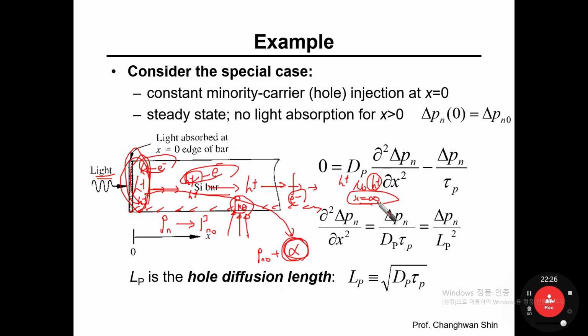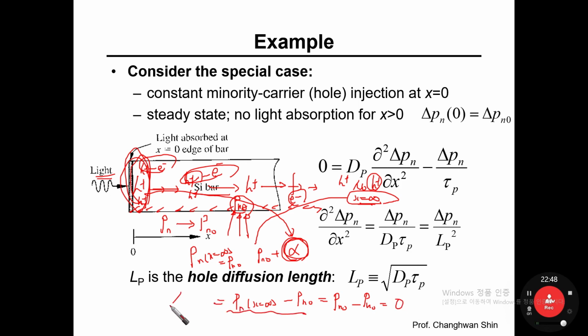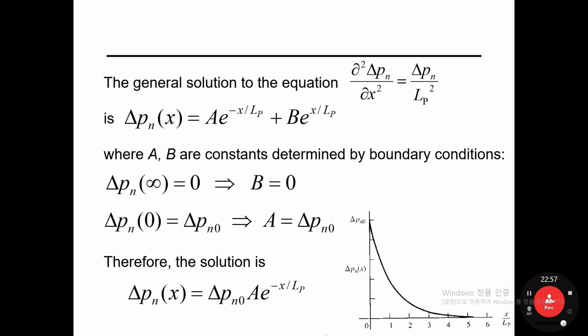So at x of infinity, the hole concentration would be equal to Pn naught. In other words, Pn x of infinity minus Pn naught is equal to Pn naught minus Pn naught, which is 0. And this number means delta P sub n x of infinity. So delta Pn x of infinity is what? 0. Okay, so there we go.